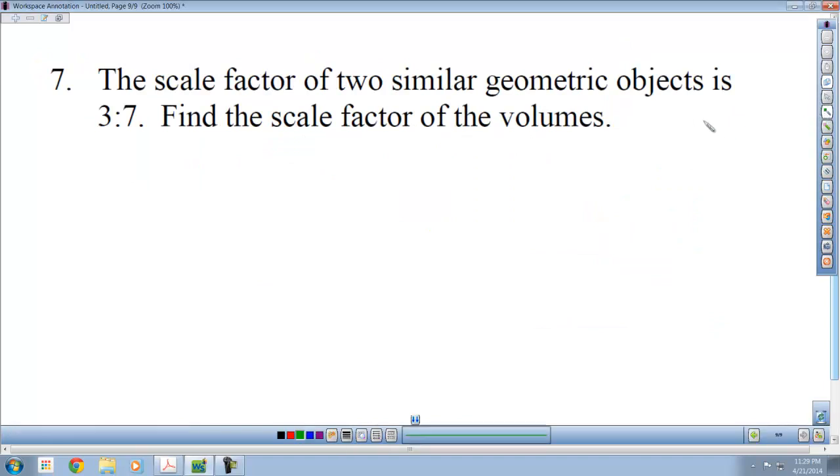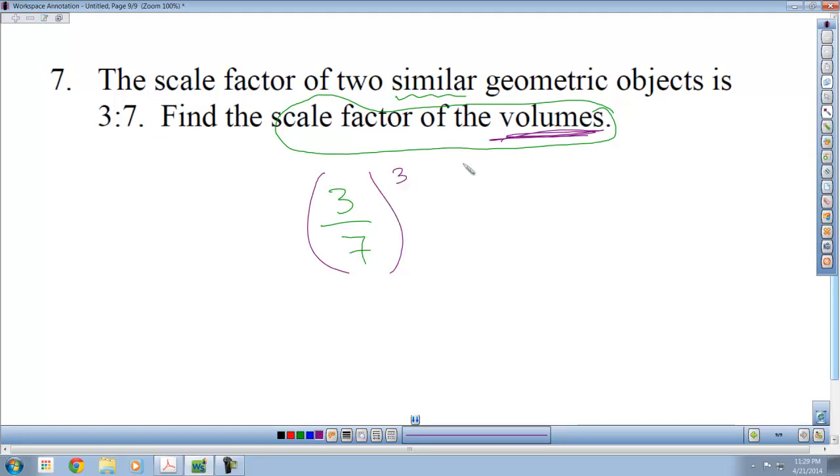Alright, the scale factor of 2 similar geometric objects is 3 to 7, and they want us to figure out the scale factor or the ratio of their volumes. Okay, so basically we're going to take 3 over 7, and because it's volumes, would we leave it, square it, or cube it? Well, if it's volumes, what do you do? You cube it.